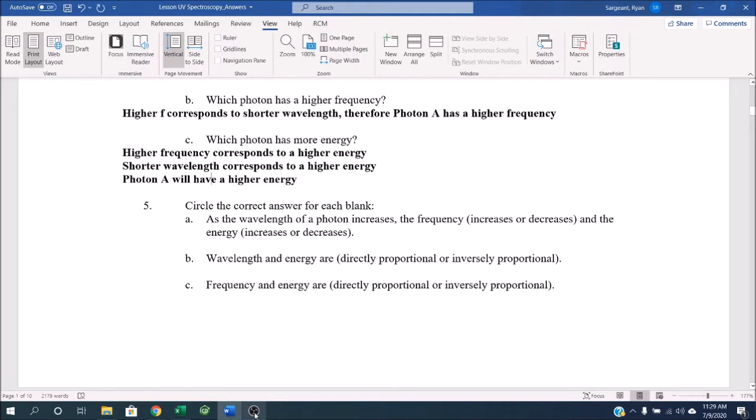Okay, just to pound this concept home, we want to get this relationship down again. As the wavelength of a photon increases, the frequency will decrease because they are inversely related, and the energy does whatever the frequency does. So if the frequency decreases, then the energy will decrease. That is because wavelength and energy are inversely proportional. As one goes up, the other goes down. And frequency and energy are directly proportional. So there we have identified the relationships as clearly as possible.